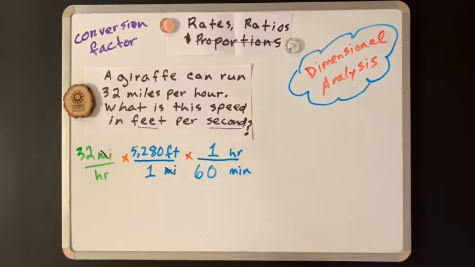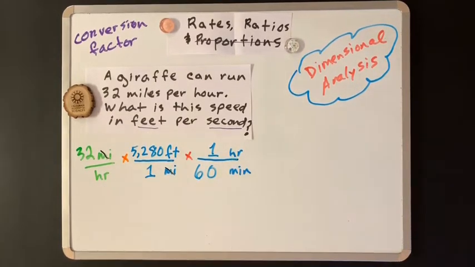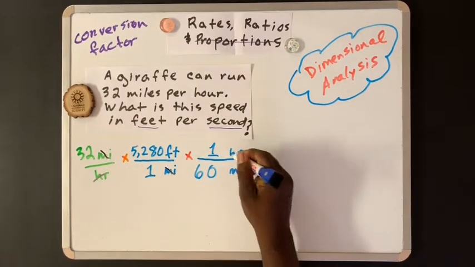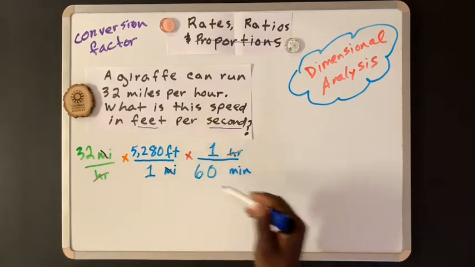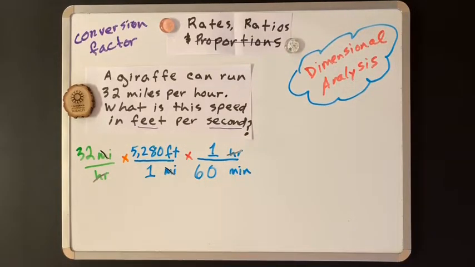This is a unit rate. It's a rate where you have 1. And if I flipped it, it would be 60 minutes over 1 hour, okay? So just throwing that in there. We're dealing with rates and ratios here. So we have hours to hours, so we can cross that out. What does that leave us with? Feet per minute, but we need feet per second.